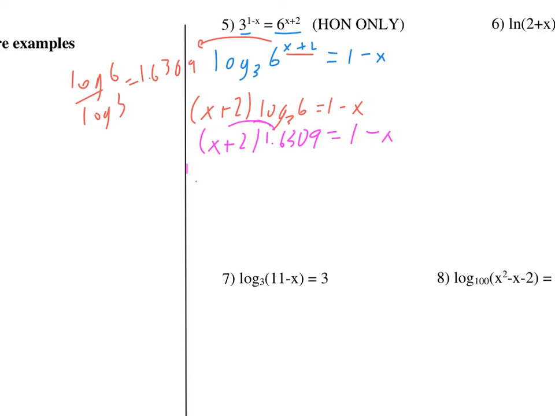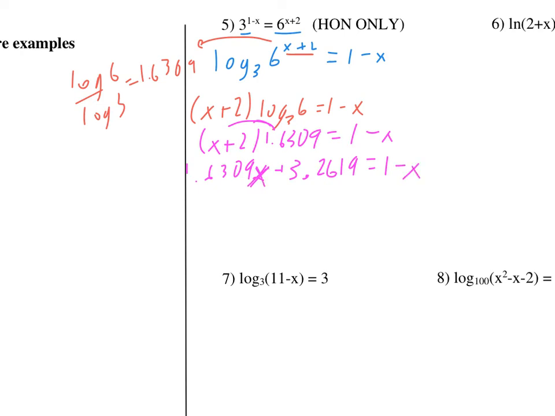So that becomes 1.6309x plus, and then that times 2 would be 3.2619. All right, so now this is really just a linear equation.